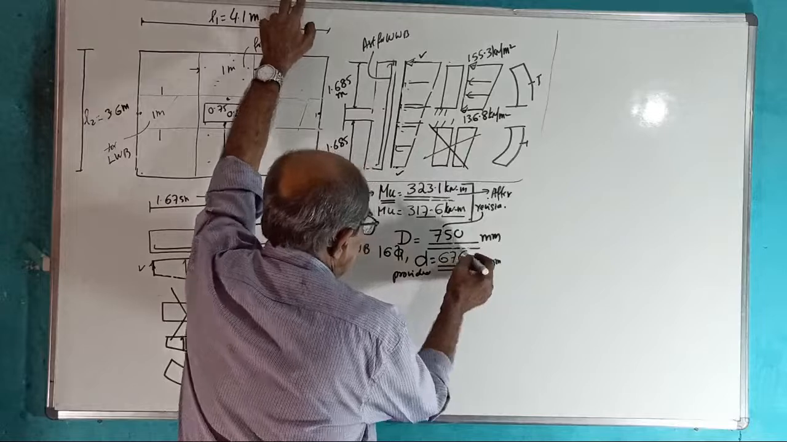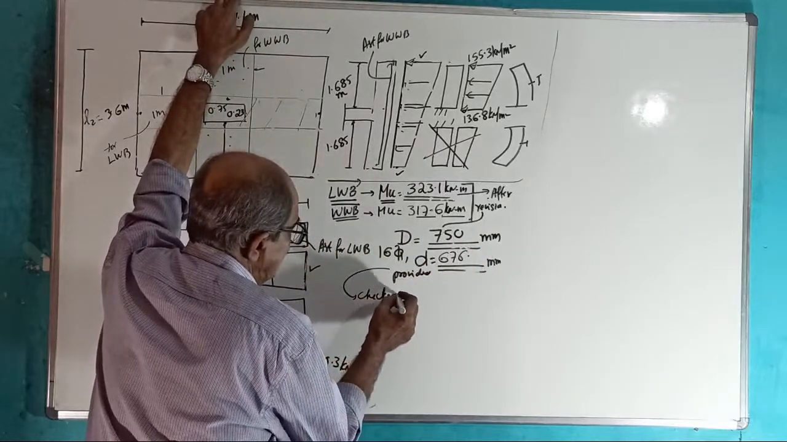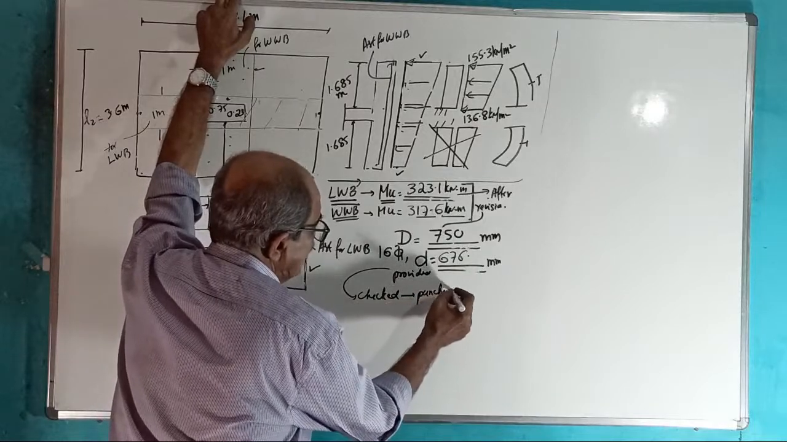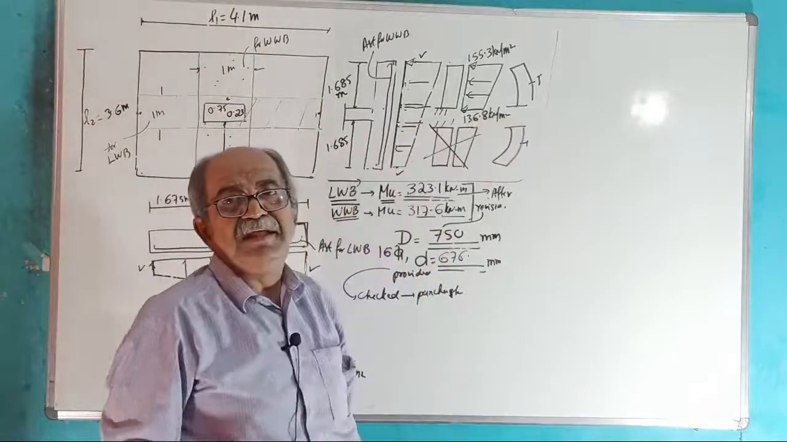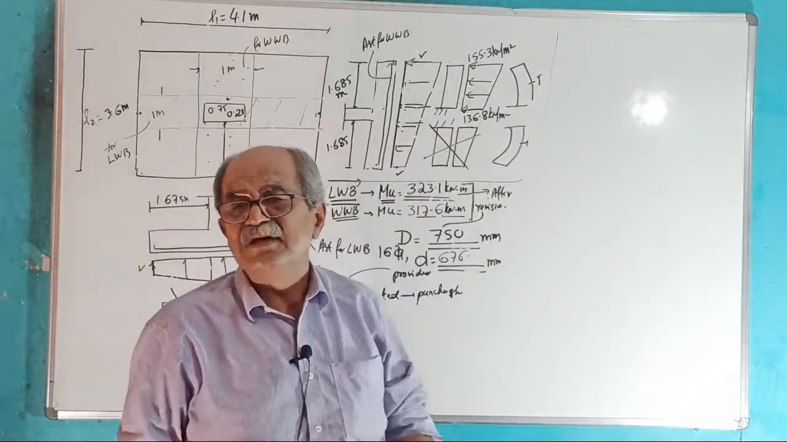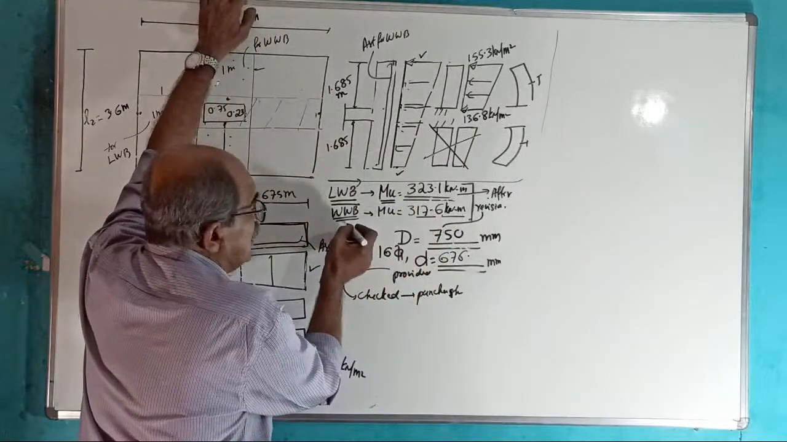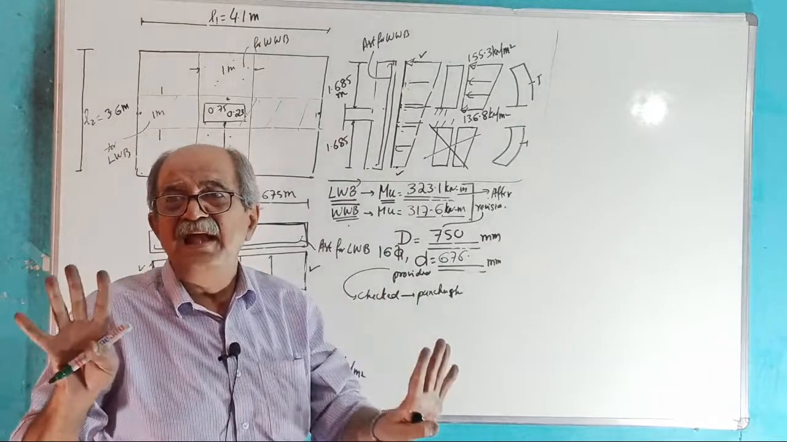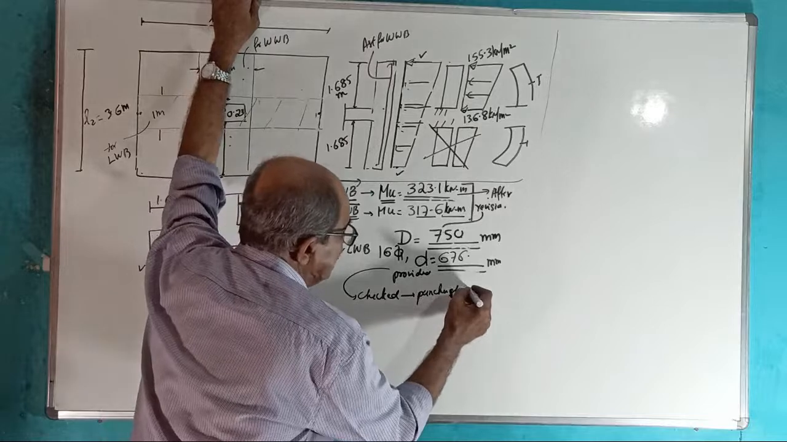Now, then we checked for punching shear. Earlier we took a lesser D. It came unsafe. Go to that class. You took a lesser D, checked for punching shear, and it terribly failed. Then we changed to 750. Then punching shear came what?